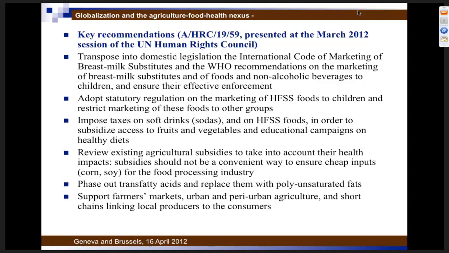Fifth, we should, I believe, phase out entirely trans fatty acids and replace them with polyunsaturated fats. Nobody needs trans fatty acids, and they are problematic from the point of view of the health impacts. And finally, we should support farmers' markets, we should support urban and peri-urban agriculture, we should support short food chains that link local producers to the consumers nearby, so that these consumers have access to fresh, nutritious foods and are less dependent on the heavily processed foods that are mostly sold in supermarket chains.